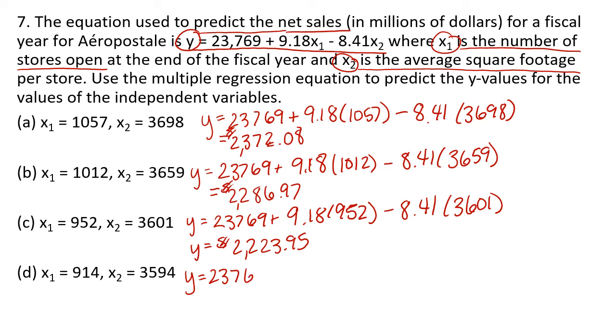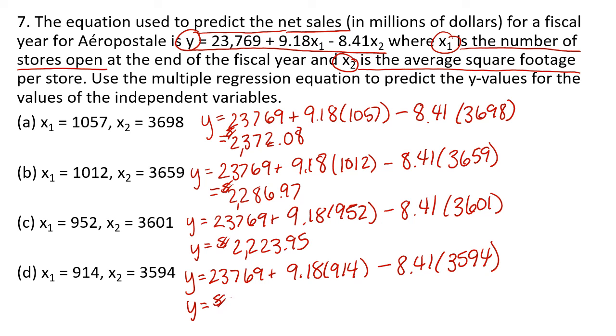And again, adding in our new numbers, which is 914 stores, and each one with 3,594 square feet on average. And that comes to sales of 1.9 billion, or 1,933.98 million. So these are all in millions. It's good to remember the units in case you need to convert it.